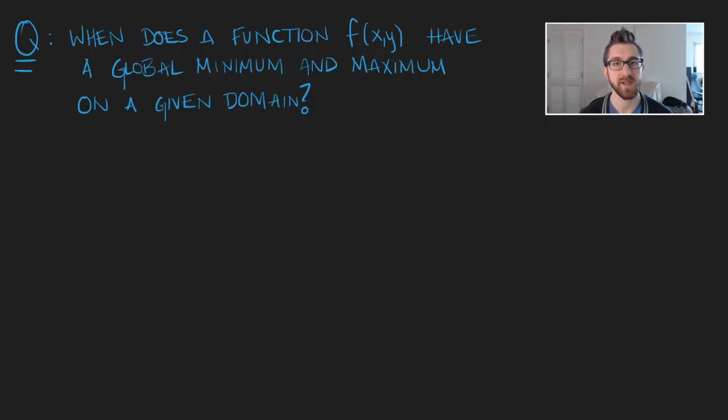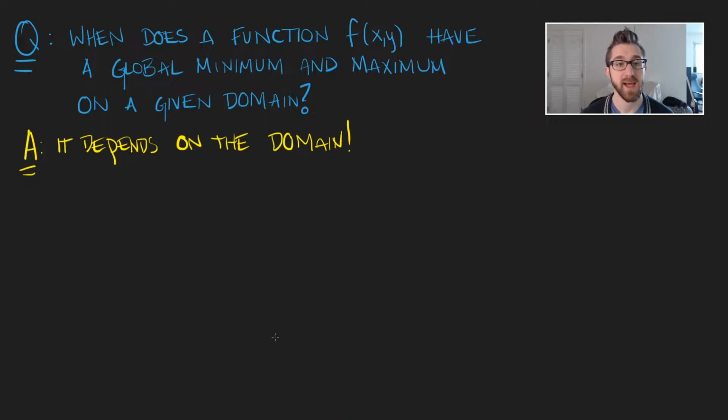Well, as we might have already seen so far in this optimization unit, it depends on the domain, meaning it depends on the set of inputs that we're considering for this function. Let me give you an example. The function in question is f of x, y equals just x plus y. And the question is, does this have a global maximum and minimum on the following sets?